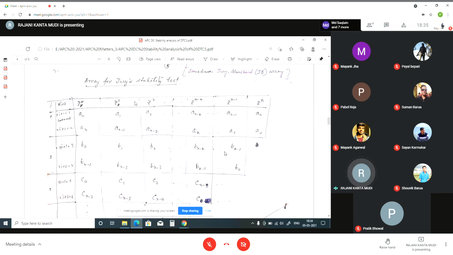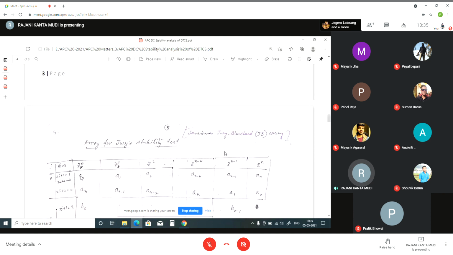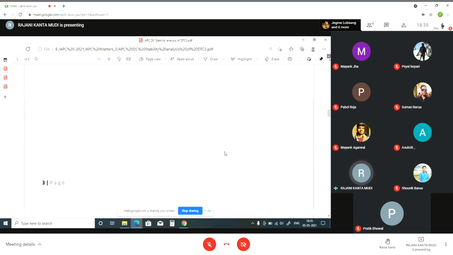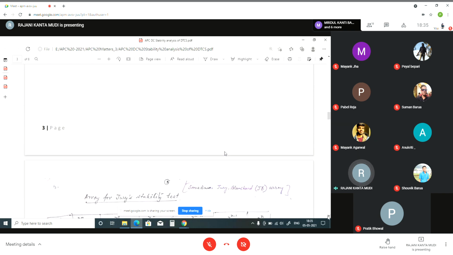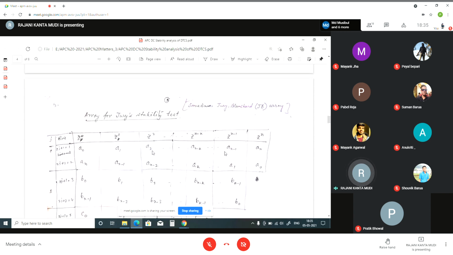This is adding z to the power 0, z to the power 1, z to the power 2, like this, up to z to the power n. So the first row of the Jury's array will be decided from the coefficients of the characteristics equation. You see, z to the power 0 means the constant term. This is a0, then the coefficients associated with z1, a1, a2, up to a n minus k, like an.